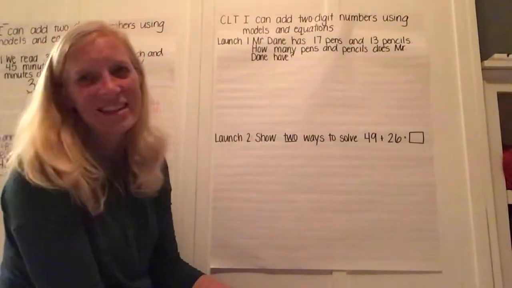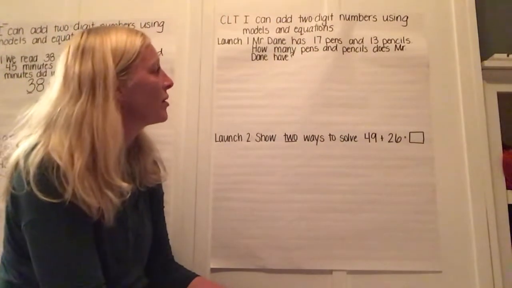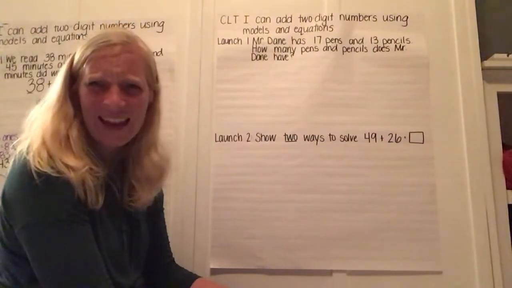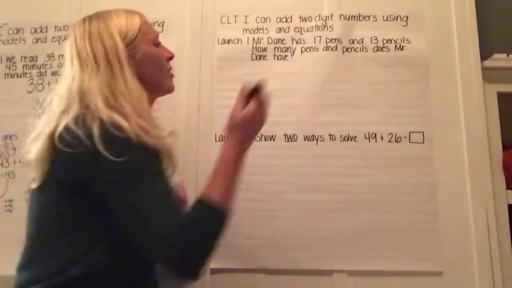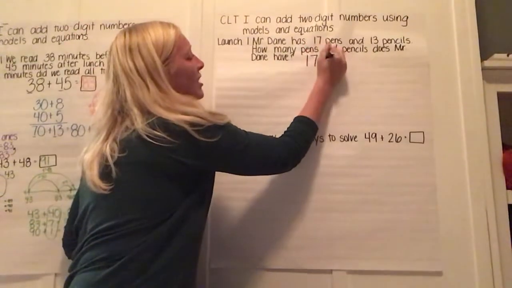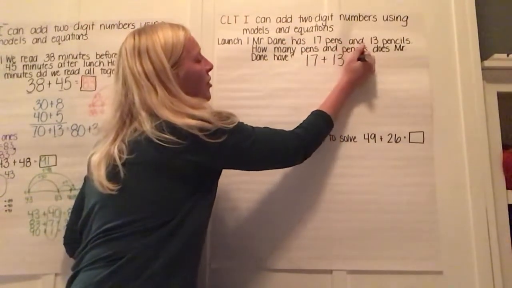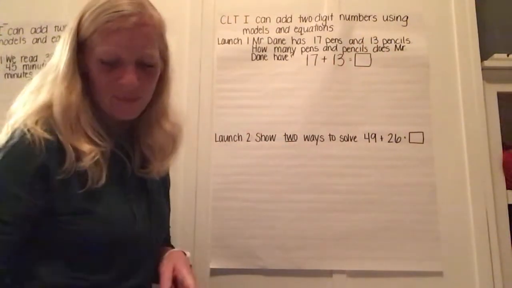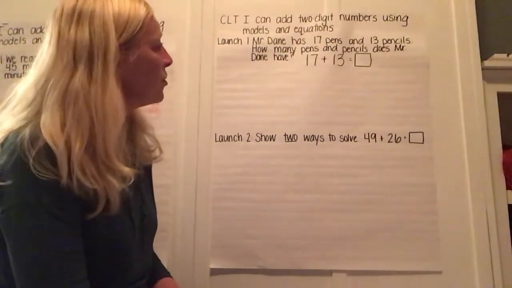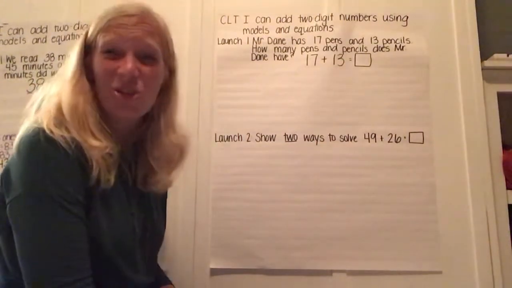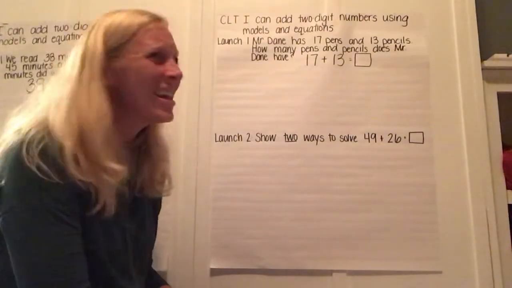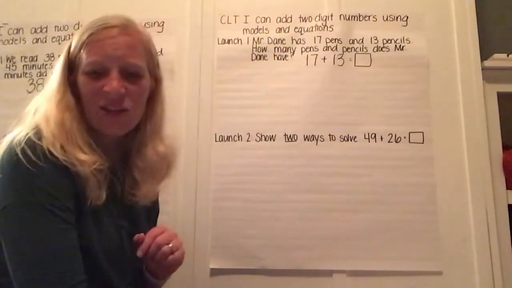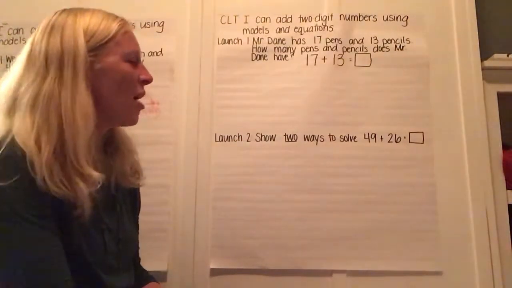Mr. Dane has 17 pens and 13 pencils. How many pens and pencils does Mr. Dane have? What numbers are we adding together? 17 and 13. Seem like small numbers after what we've been adding together, don't they? All right, how can we use the strategies we've already been using to help us add these two numbers together? Go ahead and get those pencils out, and show me how you're going to tackle this problem.